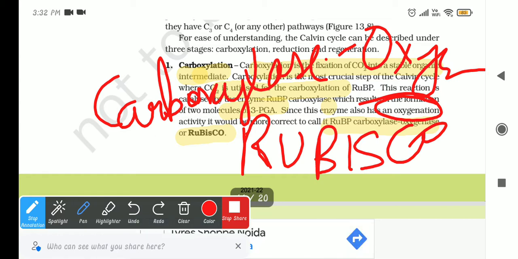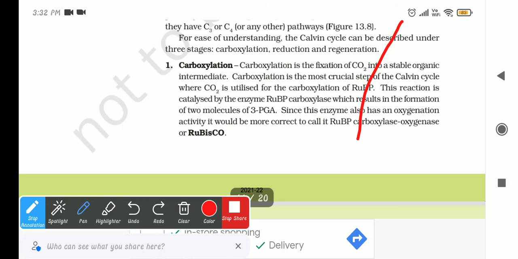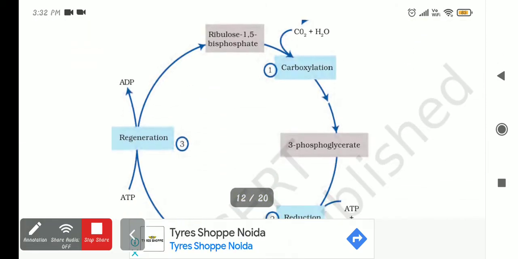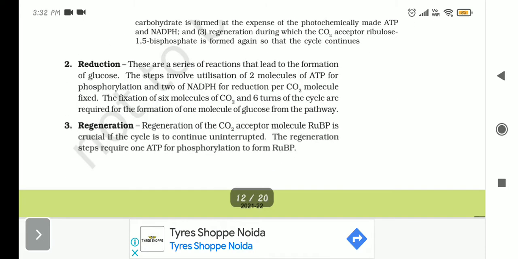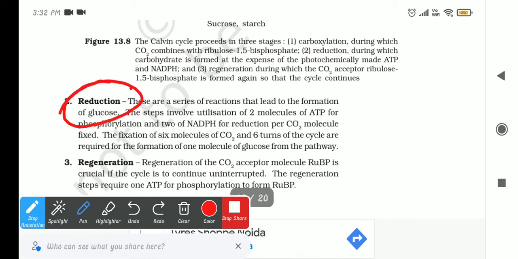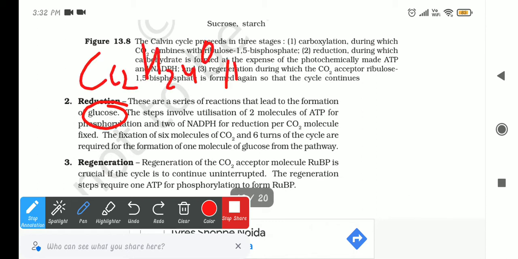Let's talk about the next step. The second step is reduction. What happens in this process? It is a series of reactions that will lead to the formation of glucose, C6H12O6.